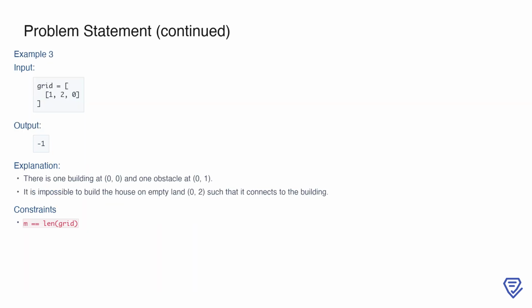Now, let's explore a case where it is impossible to build a house. Take the grid 1, 2, 0. In this grid, there is one building at 0,0, and one obstacle at 0,1. The only empty land cell is located at 0,2. However, it is not possible to connect this empty land cell to the building while avoiding the obstacle. As a result, there is no valid location to build the house, and the output for this example is -1. This demonstrates how obstacles or grid layout can make it impossible to find a solution.